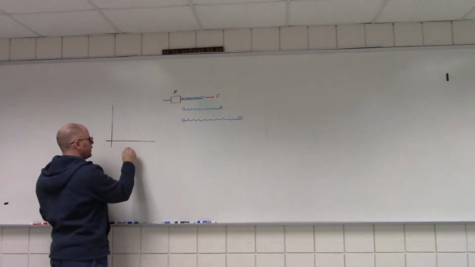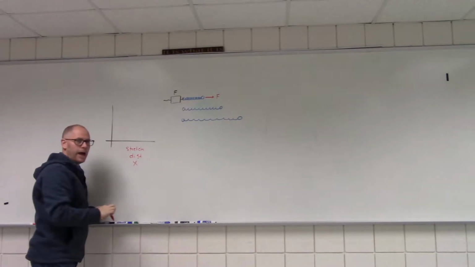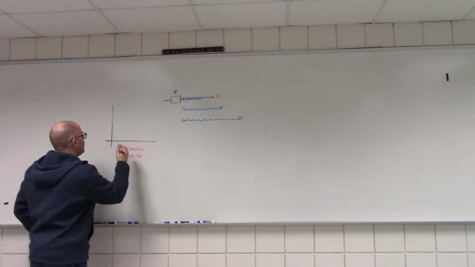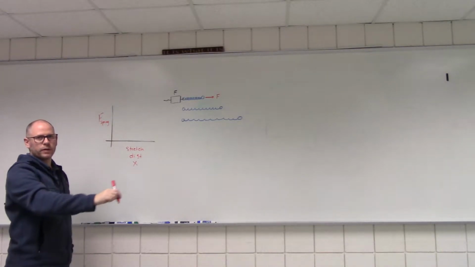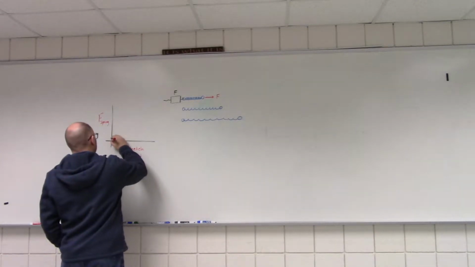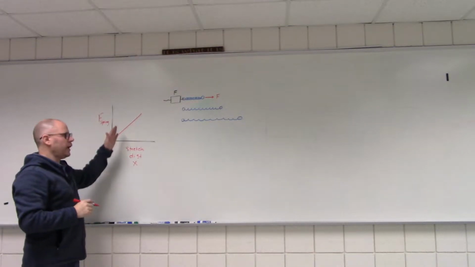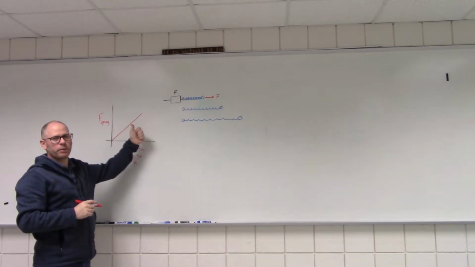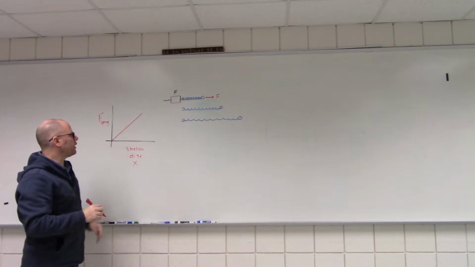So this is the stretch distance, which we call x. And this is the force by the spring. So it's how much force is getting pulled back. And when we graph this, we get something nice and linear, which means if you stretched it out twice as far, the spring would pull back with twice as much force. No big deal. It's pretty standard.